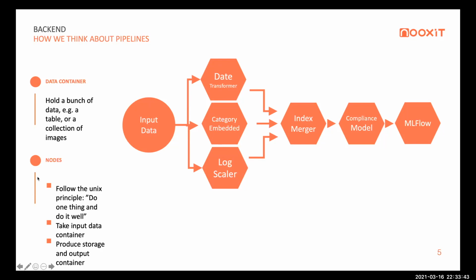And then when you've done all those transformations, you want to merge them, you drop them into the model, and then maybe log some information to MLflow. And the cool thing is each of those nodes just produces an output container and a storage container. The storage container you get back when you get into the validation run, and the output container is basically FYI, that's what I would have produced with the model. So for example, the compliance model has a storage container which stores a PyTorch model and gives it back to us when we go for validation or to inference.